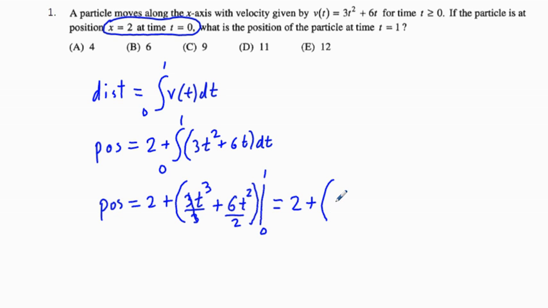And just continuing to the right, we have 2 plus, we have 3 over 3 cancel. We're going to have 1 cubed plus 6 over 2 is 3, so 3 times 1 squared, which is going to be equal to 2 plus 4, which equals 6, which gives you answer choice B. Now where you could get into trouble is if you forget about the starting position of 2, you might have picked A incorrectly.